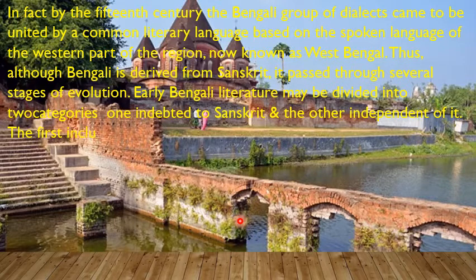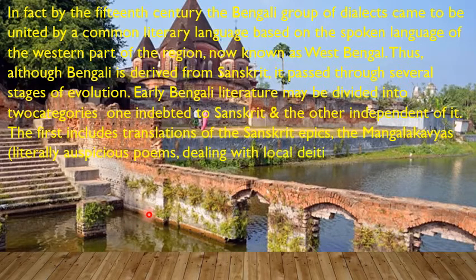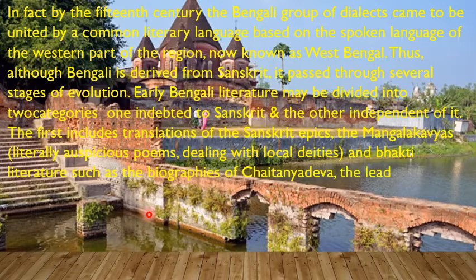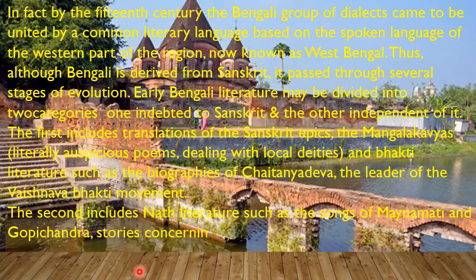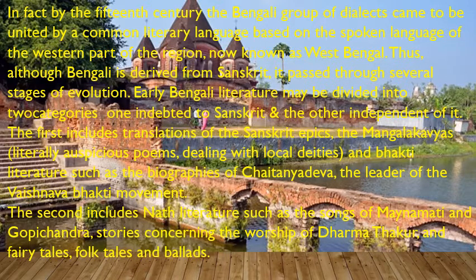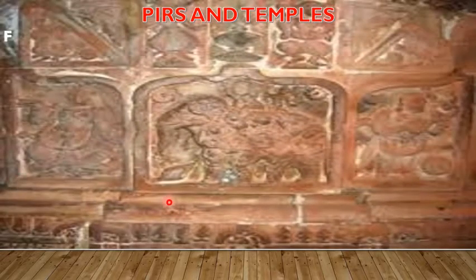independent of it. The first includes translations of the Sanskrit epics, the Mangala Kavyas, literally auspicious poems dealing with local deities, and Bhakti literature such as the biographies of Chaitanya Deva, the leader of the Vaishnava Bhakti movement. The second includes Nath literature such as the songs of Mainamati and Gopi Chandra, stories concerning the worship of Dharma Thakur, and fairy tales, folk tales, and ballads. Pirs and temples in Bengal.